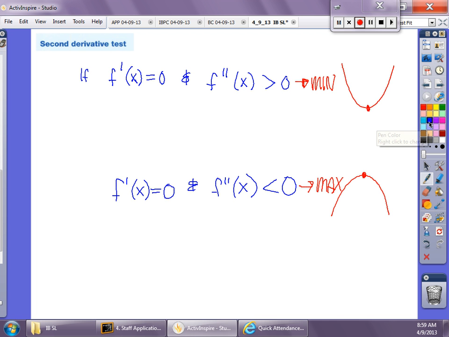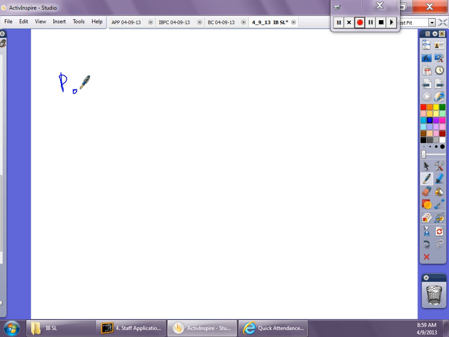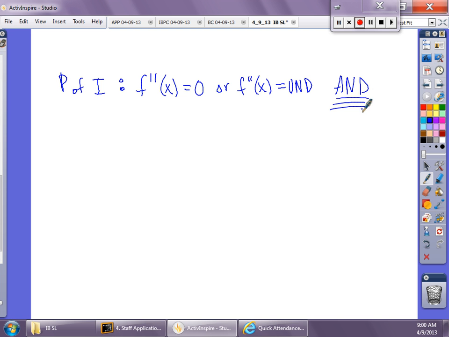And then I always have people ask me, well, what happens if f prime of x is undefined? Can't use the second derivative test. What if f double prime of x is equal to 0? Then you can't use the second derivative test. It only works with these two combinations. Otherwise, you should know concave up, concave down, point of inflection. Most people get point of inflection wrong because they forget: f double prime of x has to equal 0, or f double prime of x has to be undefined, and f double prime has to change sign.